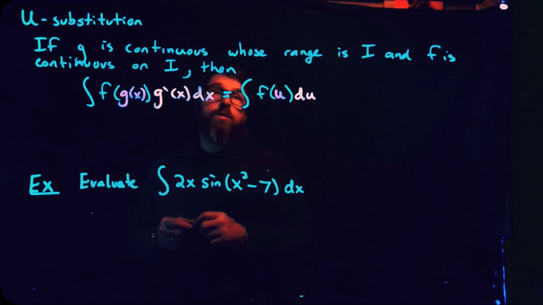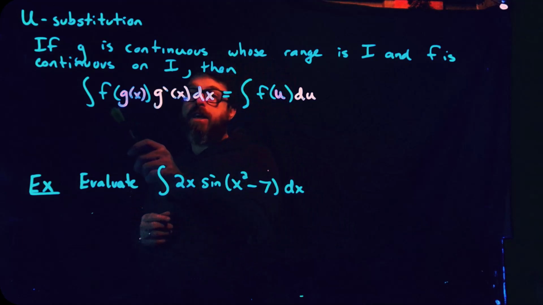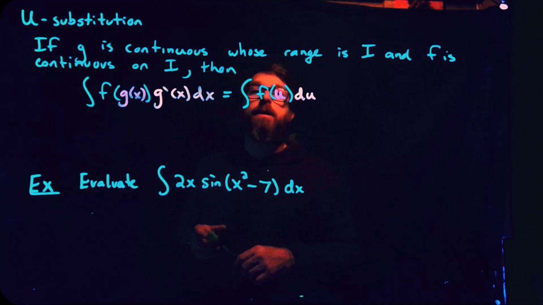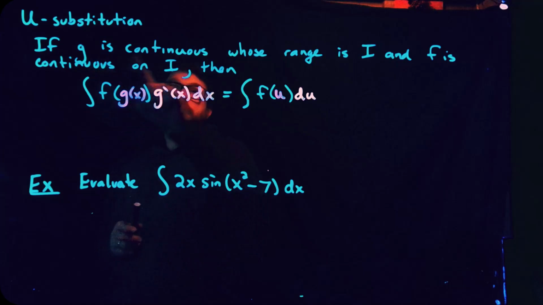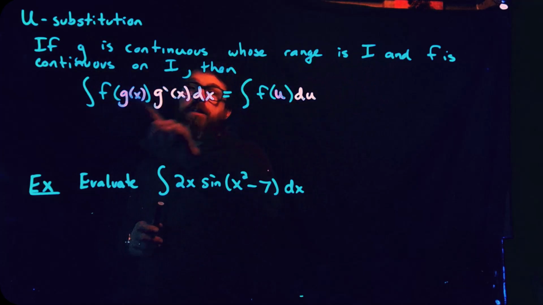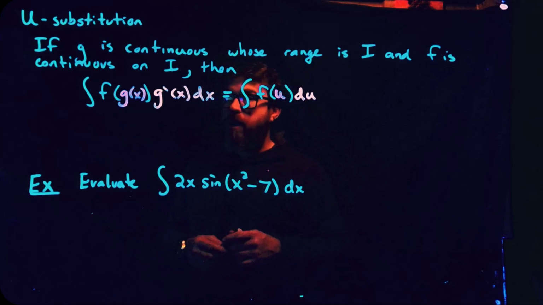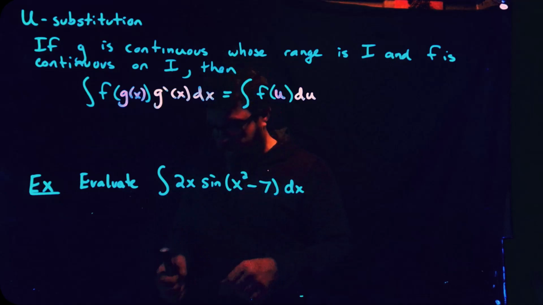So if g is continuous, whose range is I, and f is continuous on I, then the integral of f composed with g times g prime of x dx ends up being equal to the integral of f of u du. So we need to make sure that this function is continuous so that it is integrable. That's why we say this stuff up here. And how do we go from something that looks really messy into something that looks relatively simple?